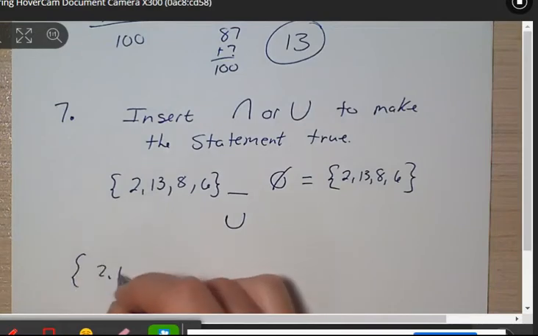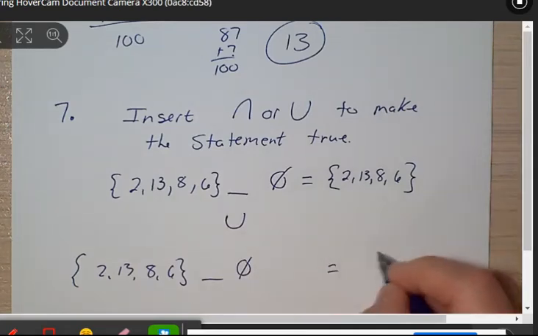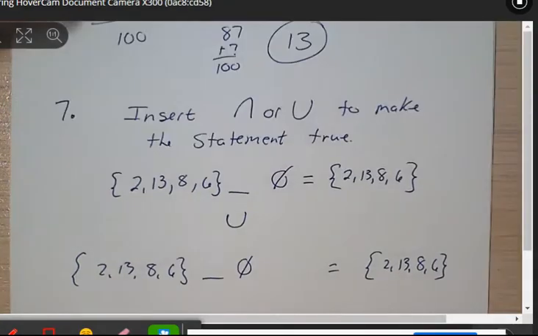So I had like 2, 13, 8, 6, space, empty set. And then I put the equal sign over here and had it like that. Because when I was reading it online, it was so crammed together, it didn't really make sense. So I almost had to go back and space it out like this, because when I first read the problem, it didn't make any sense to me.